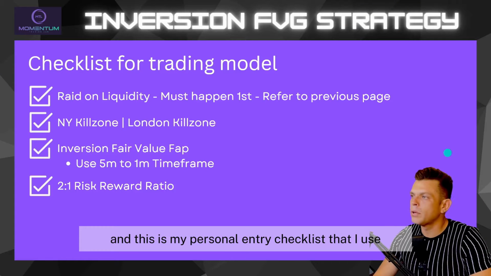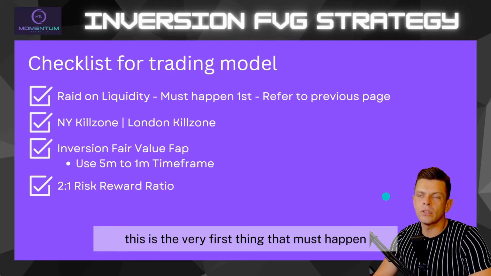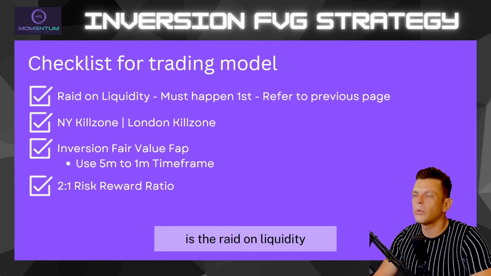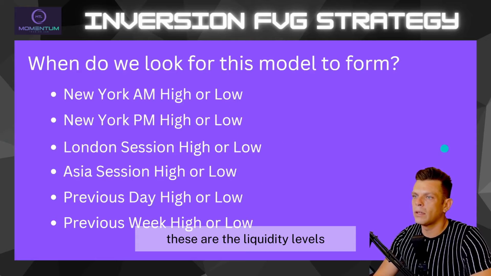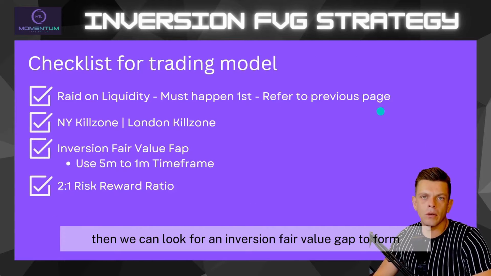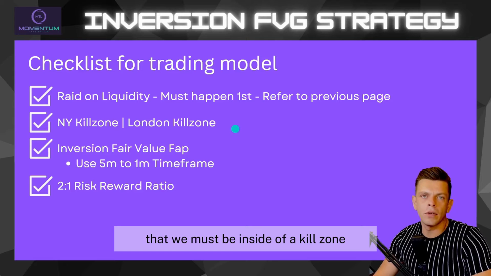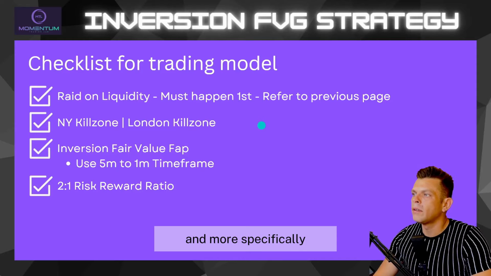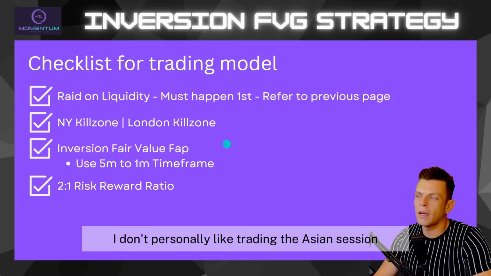Okay, and this is my personal entry checklist that I use for this entry model. First of all, the very first thing that must happen is the raid on liquidity. You can refer to the previous page. These are the liquidity levels. Once price trades into the liquidity, then we can look for an inversion fair value gap to form. The next item on the checklist is that we must be inside of a kill zone, and more specifically the New York or the London kill zone. I don't personally like trading the Asian session.